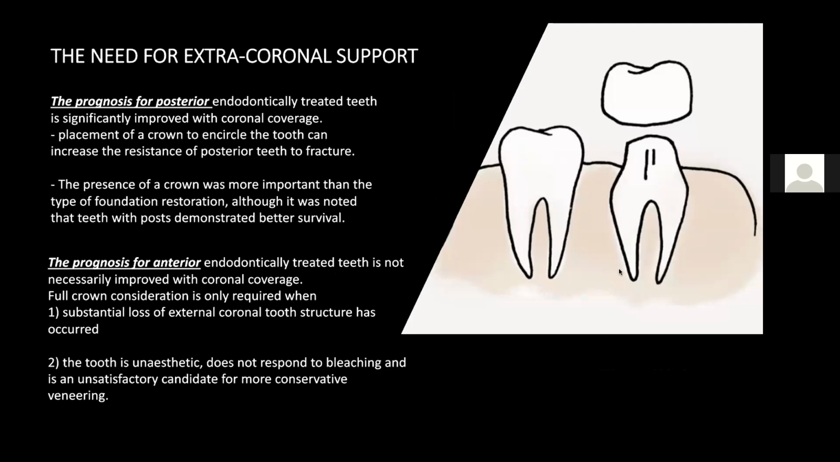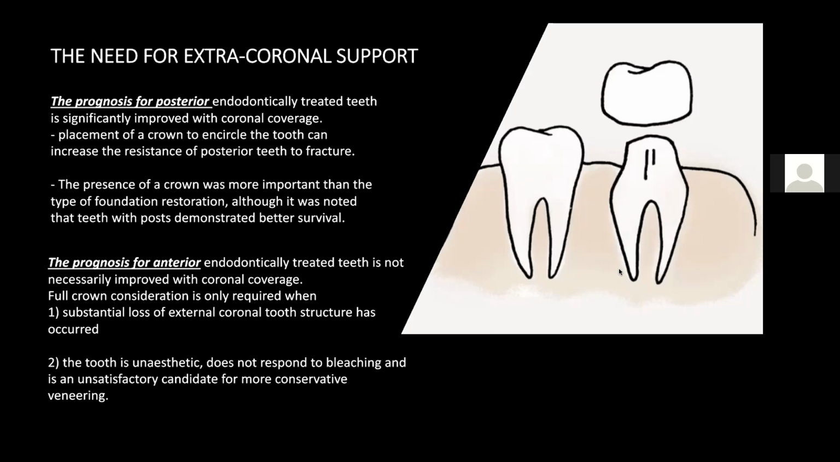So let's start with posterior teeth. Endodontically treated teeth are significantly improved with coronal coverage. Placement of a crown to encircle the tooth can increase the resistance of a posterior tooth to fracture. The presence of a crown was more important than the type of foundation restoration, although it was noted that teeth with post demonstrated better survival.